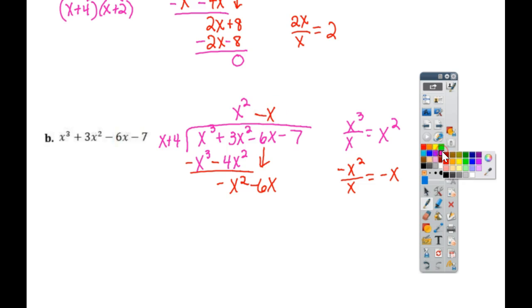I'm going to take minus x times x, and that gives me minus x squared, minus x times 4, minus 4x. But what do I have to do at this step now? Got to change the signs. So now the minus, they both change to plus. So the x squareds cancel out, and I have minus 6x plus 4x, negative 2x, and what do I have to bring down? Bring down the negative 7.